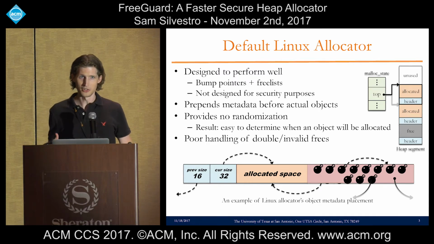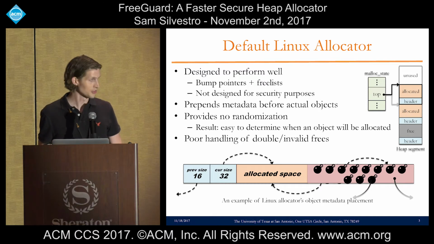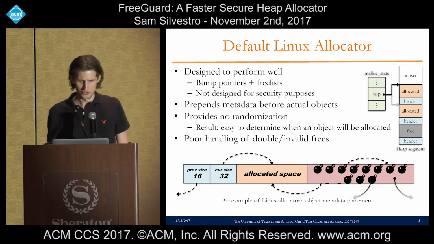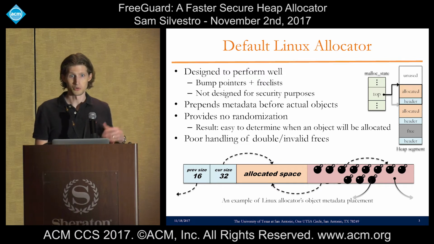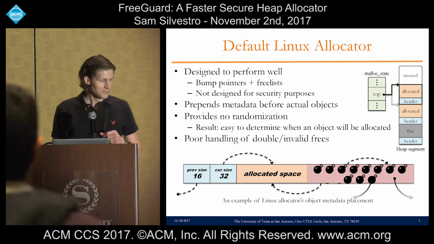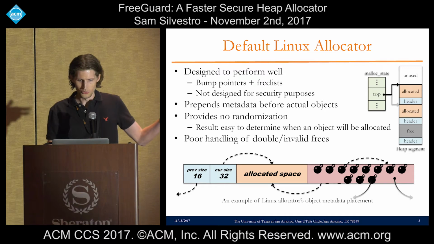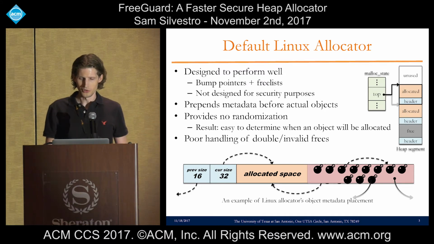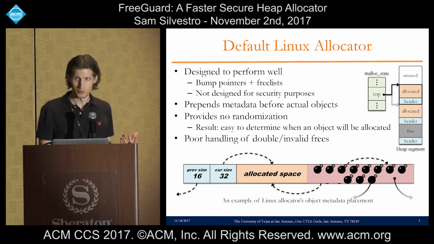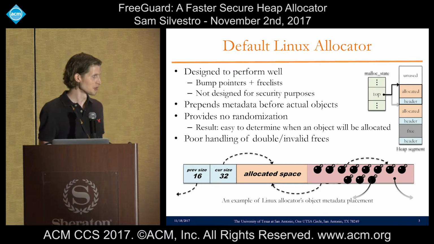But the problem is the default Linux allocator wasn't designed for security purposes, and one of the issues is that it prepends metadata before actual objects. You can see from this illustration, the metadata contains the previous object size and the current object size. There's also some status bits embedded in there, which I omitted just for clarity. And in the free space, it stores its free list pointers. It typically uses doubly linked free lists, which is why there's a forward and a backward pointer there. But you can see the problem.